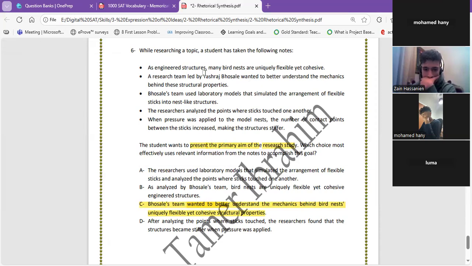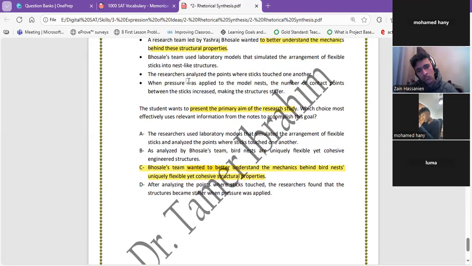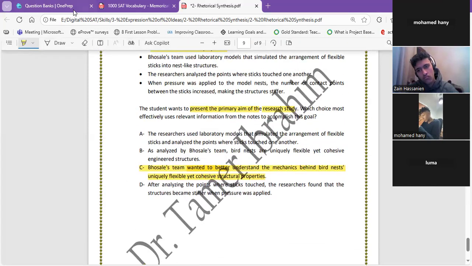As engineered structures, many bird nests are uniquely flexible yet cohesive. A research team led by Yasharji Bussel wanted to better understand the mechanics behind these structural properties. Okay? We said if you mess up, go up. Okay. I think we are done with this one.